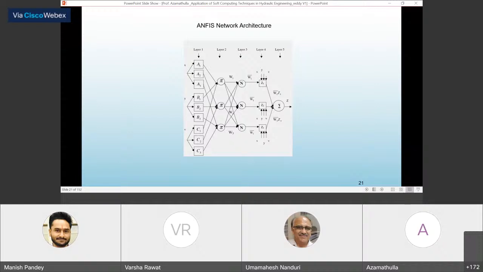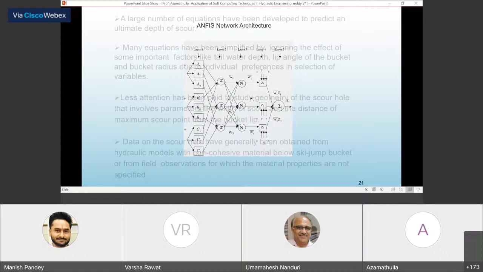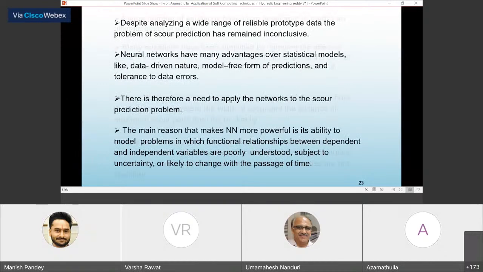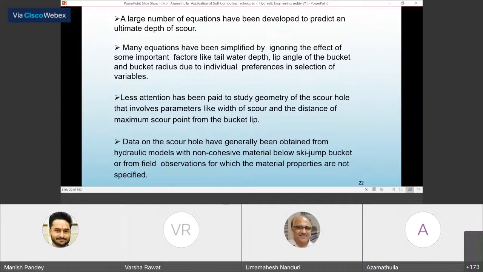Another algorithm I used is fuzzy logic and FIS. Here you can see the 5 layers. These are the memberships used at the time. Later on, all these neural networks did not give any option, so I developed gene expression programming. These are some drawbacks. A large number of equations have been developed to predict scour, but none gave the exact value. Many equations, as I told you.